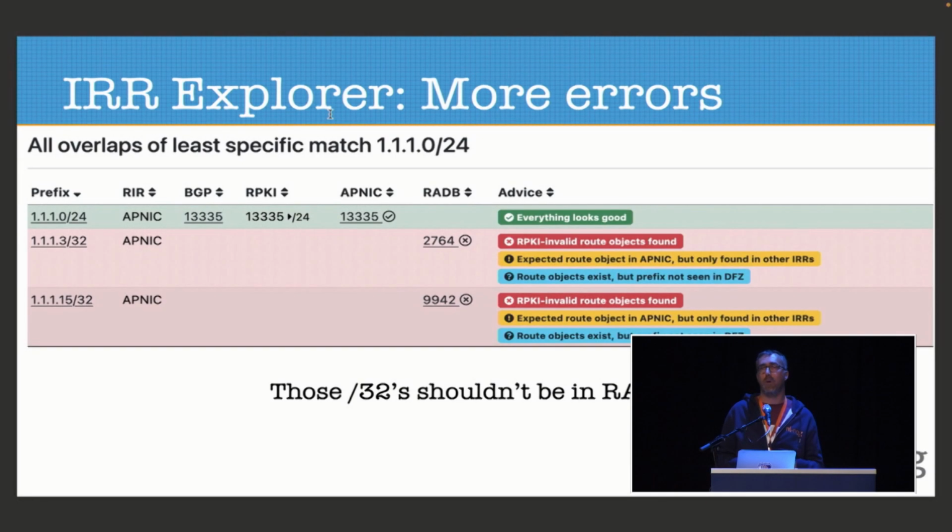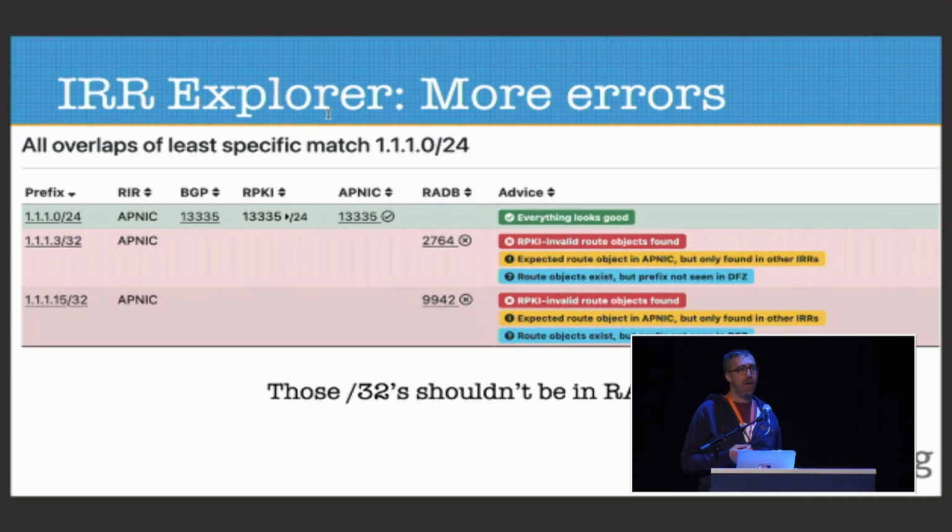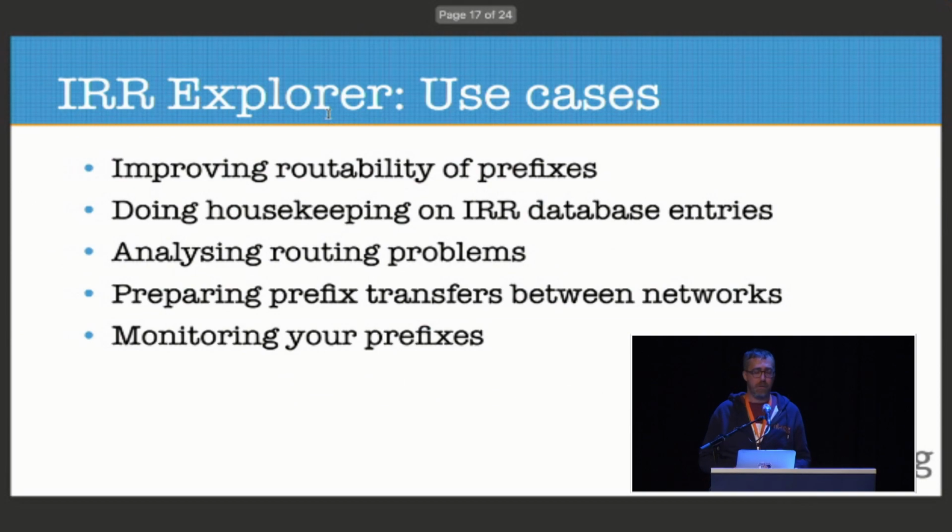This is an example of something which is obviously wrong, but IRR Explorer can also find more subtle details on things that are not correct, missing ROAs, or well, maybe you have a routing entry for the /22 and you have a /23 in your configuration, stuff like that, and it really helps you just give a complete overview of that. So what are the use cases for IRR Explorer?